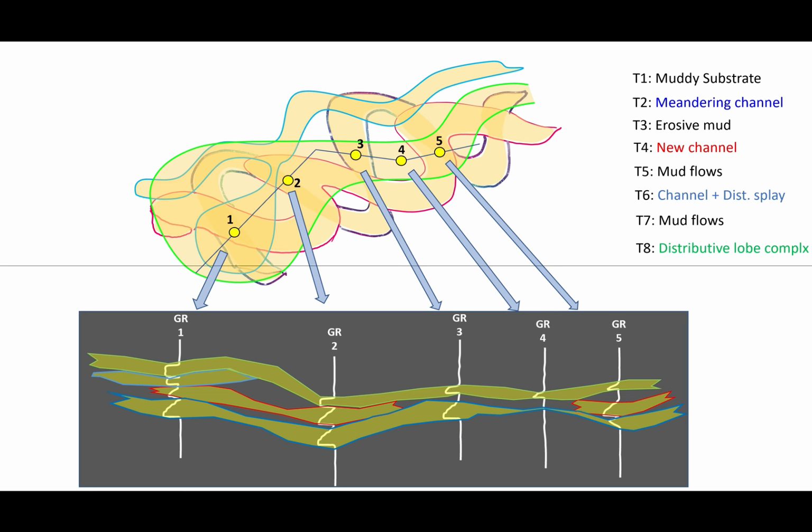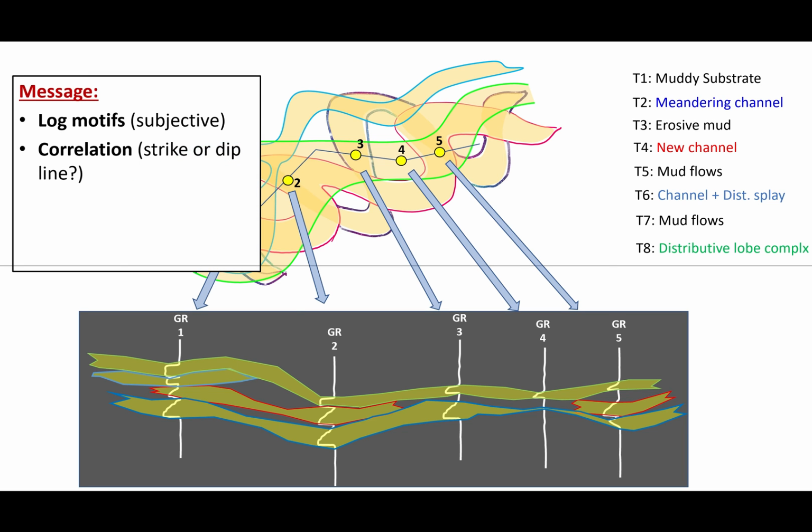Sometimes we have a well in the axis of one of them, and the nearby well is actually in the overbank area between two channel complexes, and if we put a well there, we're going to miss it. So what are the messages here?